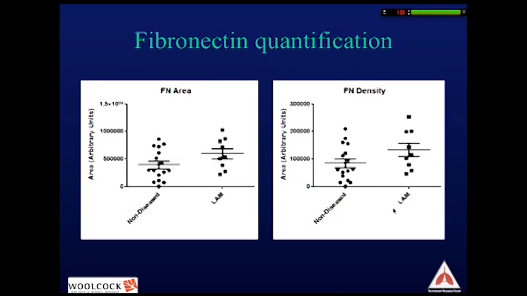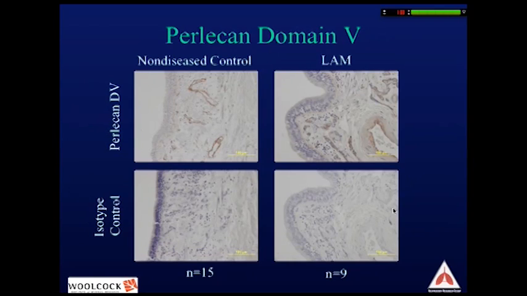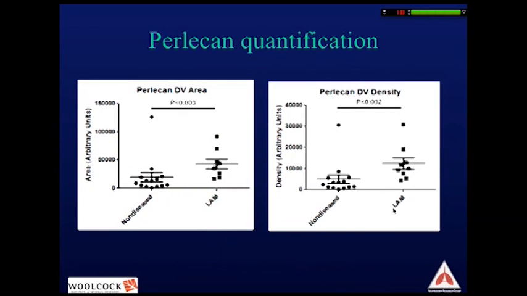We've also looked at Perlecan, which was another matrix protein I highlighted for you in the original imagery. And again, we can see with the brown, quite strong staining in specialised regions within the LAM tissue, but also in the non-disease control tissue. In this instance, we are seeing an increase in Perlecan, and we think this may be important in terms of how the matrix structure is formed in the diseased tissue.